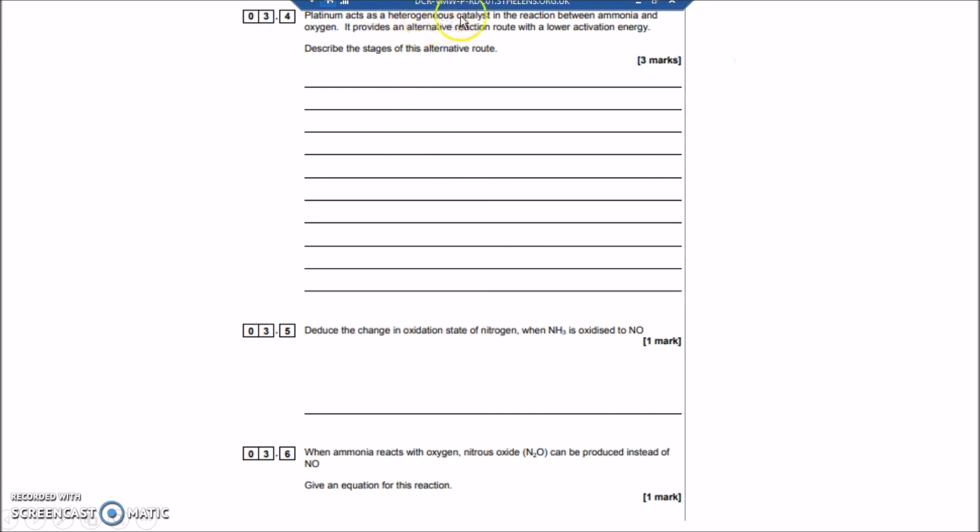Platinum acts as a heterogeneous catalyst. Heterogeneous means it's in a different phase, it's in a different state. So it's going to be solid, and the ammonia and oxygen are gases. So you've got something that's solid and something that's gases, two different states. And it provides an alternate reaction with a lower activation energy. So what it does is it brings the particles together. So it binds or bonds the particles to its surface. That brings the particles closer together so that they can react, and then it releases them.